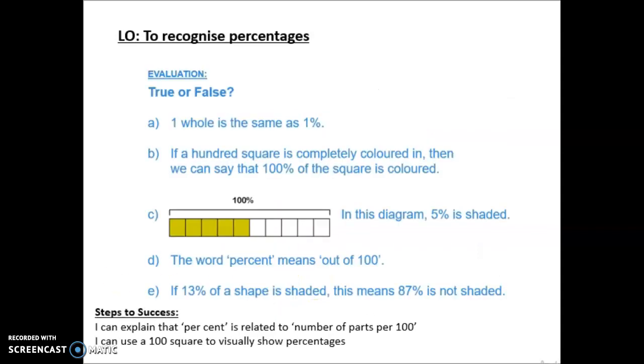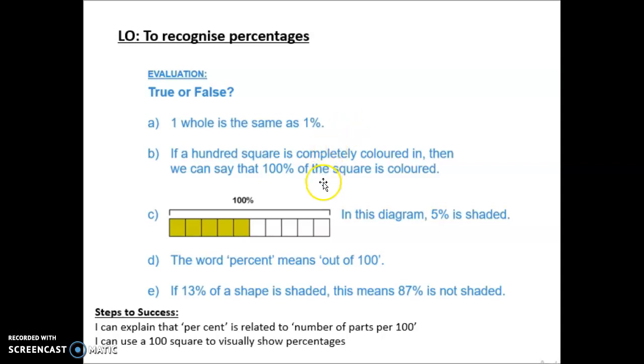Hopefully that's easy. Right, let's have a little quiz, true or false. 1 whole is the same as 1%. What do you think? Right, well that is false. If you've got your 100 grid and you've got the whole thing coloured in, that's 100 out of 100. It is not 1%. 1% would be 1 square coloured in, not the whole grid. So that is false.